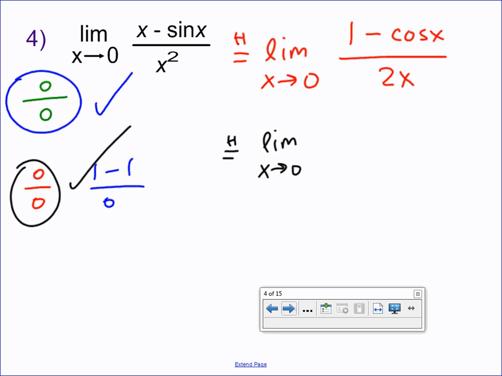So negative cosine would differentiate to positive sine of x. Is that what you guys are getting? All over. There's a light at the end of the tunnel. I know I'm not going to be able to go anymore because my almighty bottom is 2. Right? The derivative of 2x is 2.